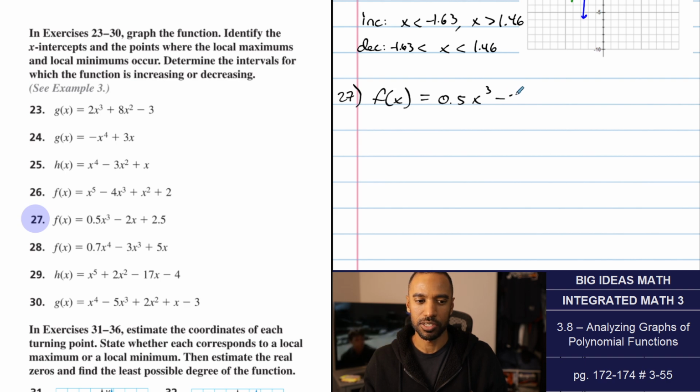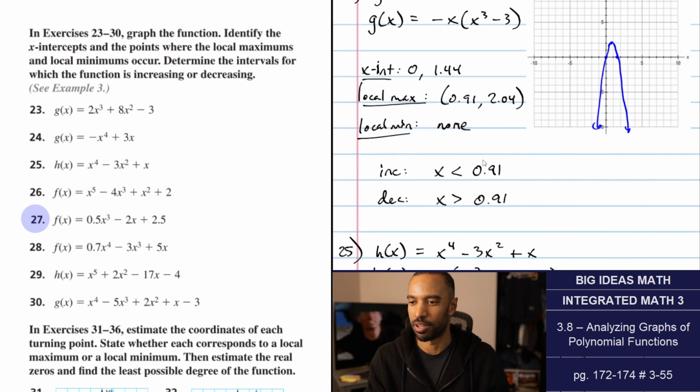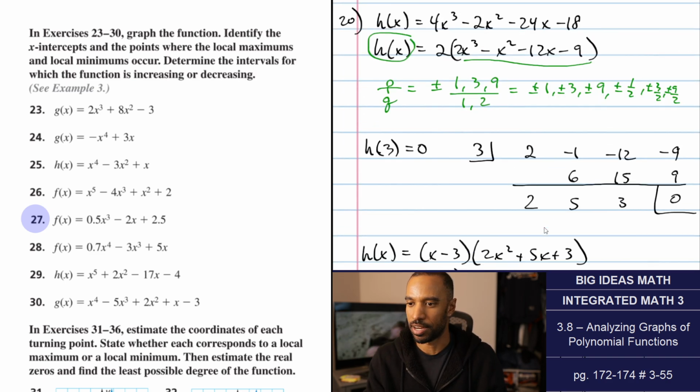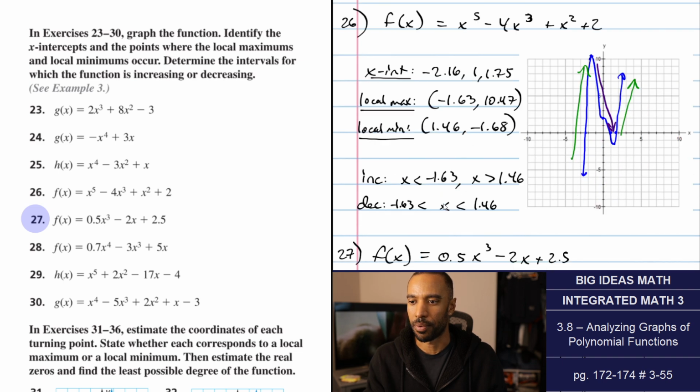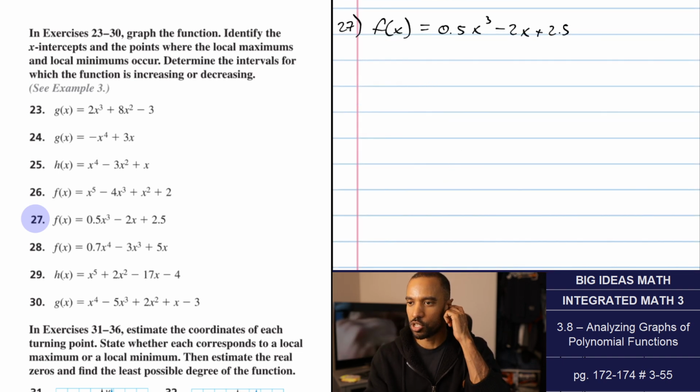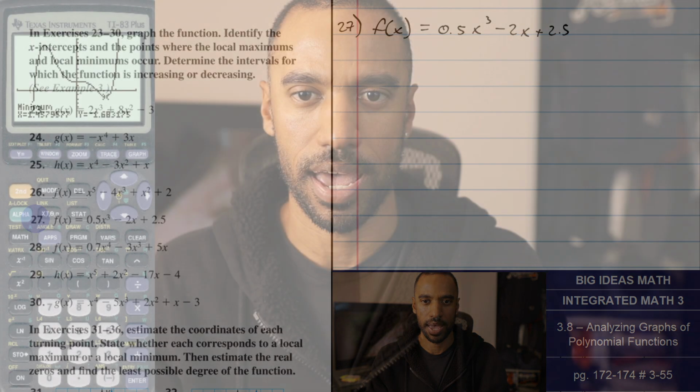0.5x cubed minus 2x plus 2.5. Give me 1 second. I want to make sure on the problem, I was thinking about saying factoring. Make sure I never factored out any numbers. Okay, that was a previous set. Okay, anyway. 0.5x cubed minus 2x plus 2.5. Let's go ahead and graph that. X cubed. Now 2.5 is the y-intercept. Something to remember.